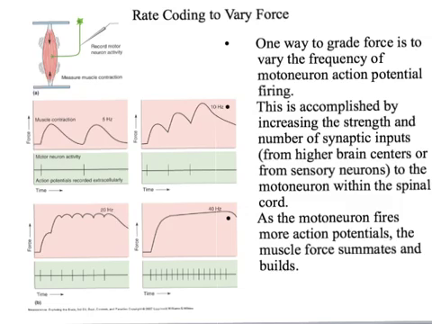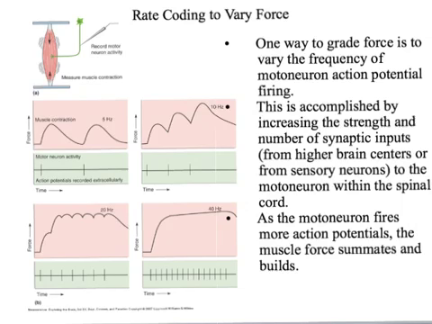So then, again, grading is a series of successive changes, incremental changes, successive stages, systematic progression. So remember that. So one way to grade force, that is to get systematic progression in a force, is to vary the frequency of motor neuron action potential firing. And again, this is not a new concept to you. So this is accomplished by increasing the strength and number of synaptic inputs from higher brain centers or from sensory nerves to the motor neuron within the spinal cord.